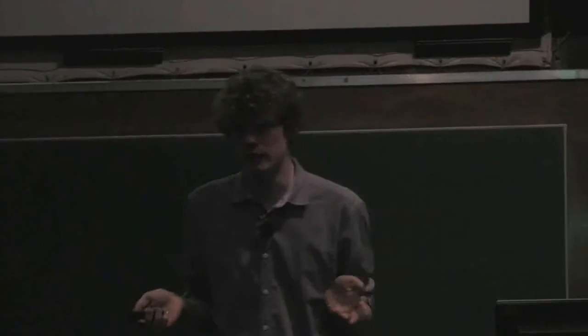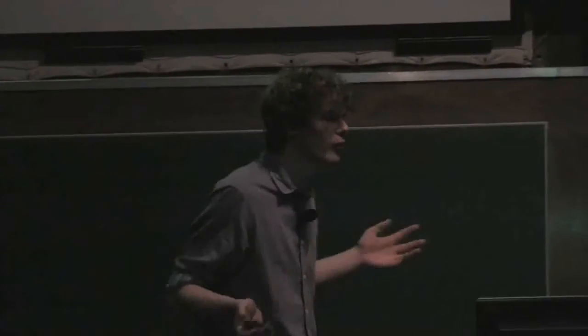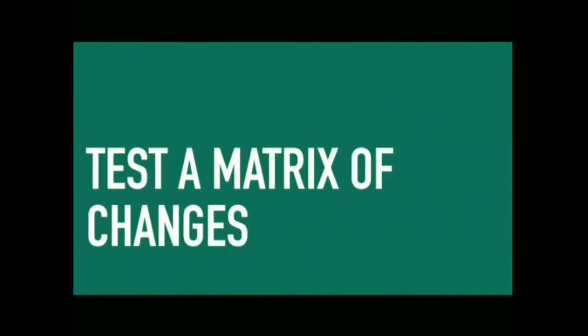And then suddenly your test suite starts failing, right? You don't know whether or not these changes actually work together. You've got this horrible mess with pull requests. Monolithic repositories kind of solve that. Testing a matrix of changes.